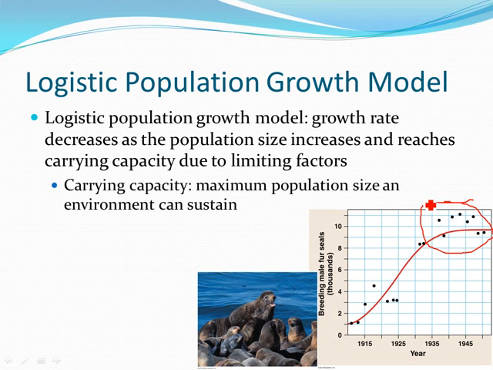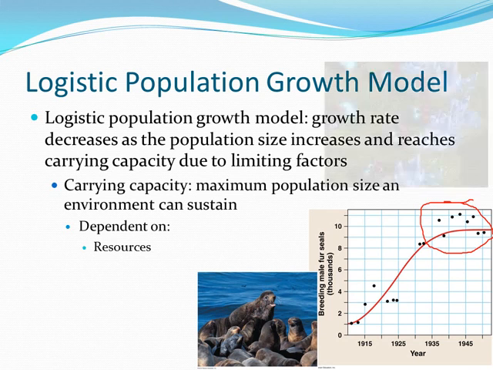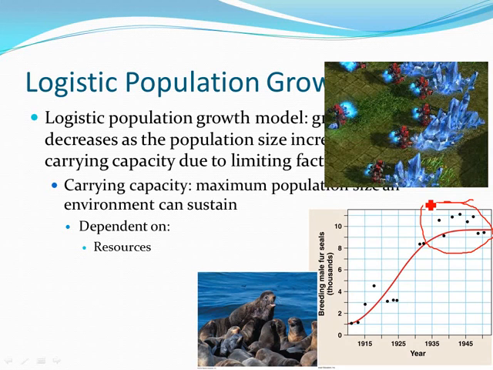So that's the maximum population size that an environment can sustain. And like I said, it fluctuates up and down, but it stays around that area. This carrying capacity also depends on the amount of resources that are available. So of course, if you have more resources, then you're going to increase the carrying capacity, right? But if you have fewer resources, then the carrying capacity is going to go down.